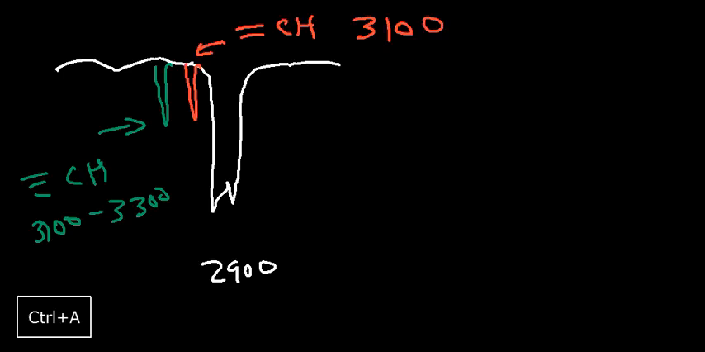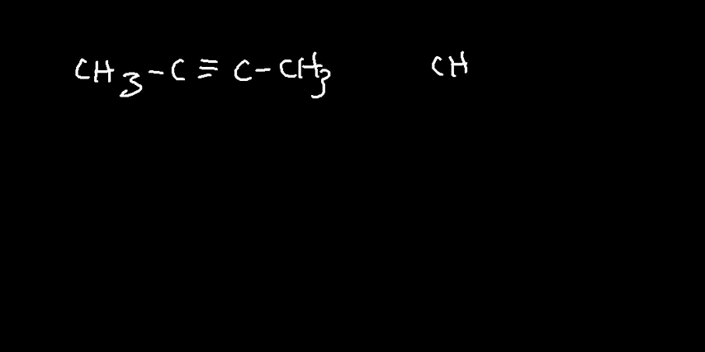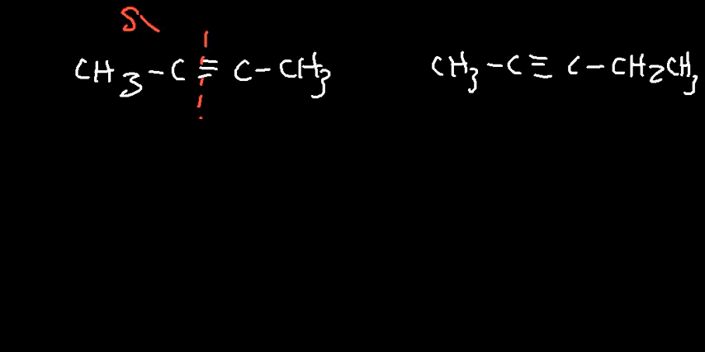But now there's something else that we need to mention in reference to alkynes, and that's symmetric versus asymmetric alkynes. So let's say you have two internal alkynes. As you can see, there's symmetry between that triple bond, but for the other one, it lacks symmetry.